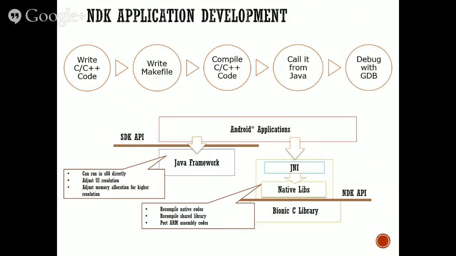Let us look at the application development lifecycle. So first, you will be writing the C or C++ code, then write a makefile to compile this code. And when you're compiling the C or C++ code, you have to use some flags. I will be talking about these flags later in this session. Once the C code is compiled, you can call these functions from the Java using the JNI. Also, you note that you can debug your native source code through the GDB.